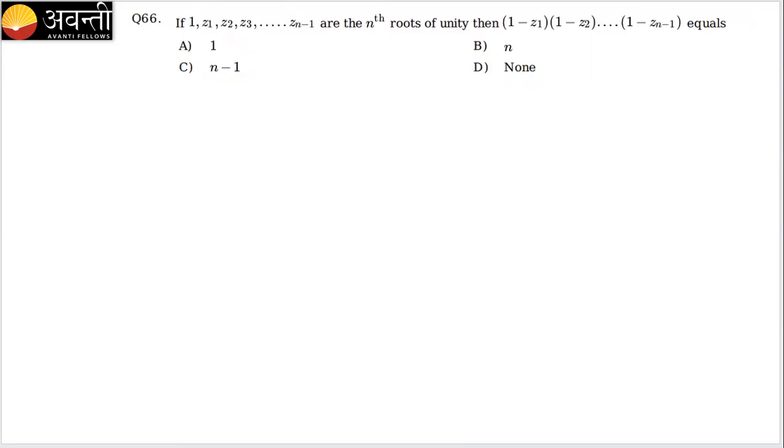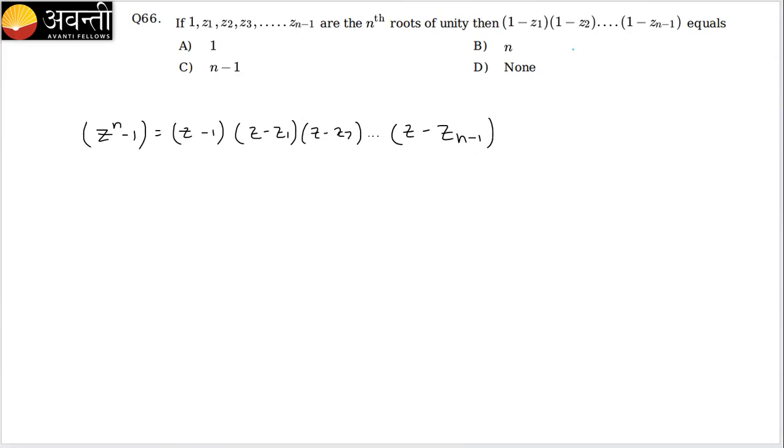This is again a good question. z1, z2, up to z of n minus 1 are nth roots of unity. Got it? So we can write z raised to n minus 1 as z minus 1 into z minus z1, then z minus z2, and lastly z minus z of n minus 1.